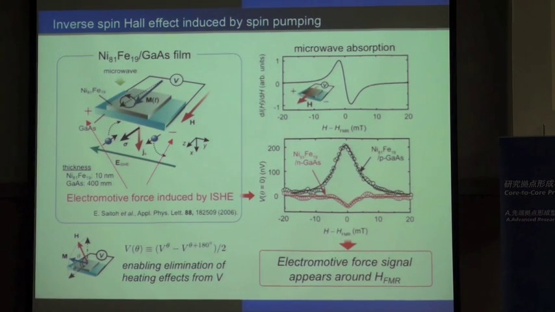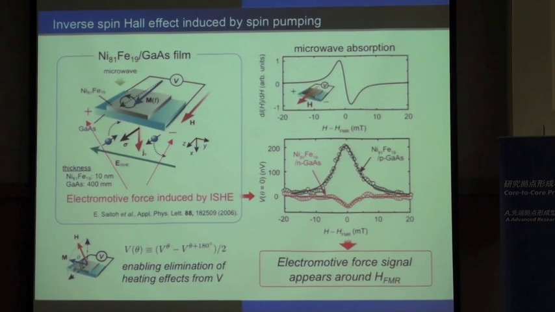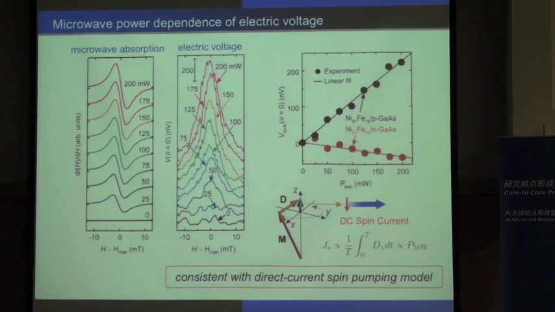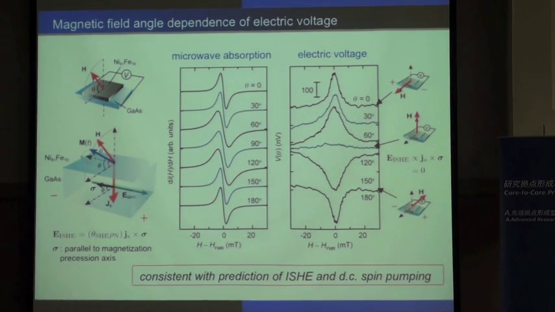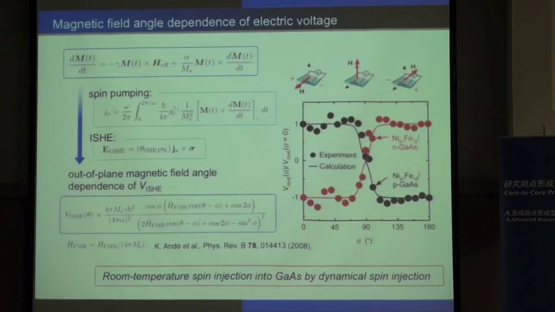This is evidence that the spin pumping injects a spin current into the gallium arsenide layer through the ohmic and Schottky contacts. In fact, the electric voltage increases linearly with microwave excitation power, which is consistent with the prediction of spin pumping. Also, this electric voltage changes systematically with the field direction, and this variation is very well reproduced using a calculation based on the spin pumping model. So these are evidence that the dynamical spin injection injects a spin current into the gallium arsenide layer.